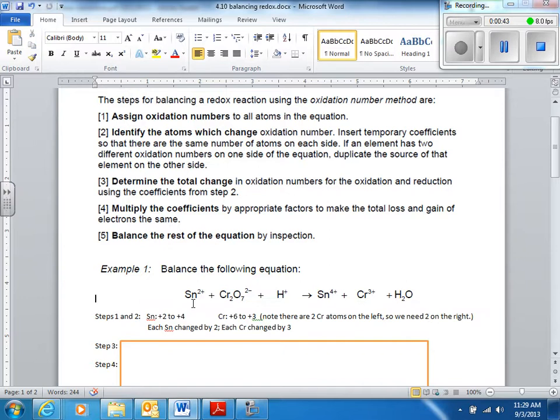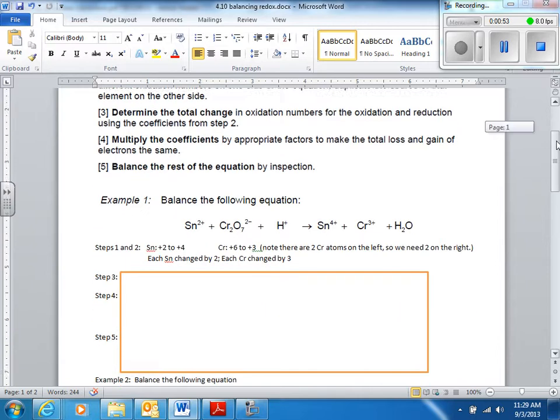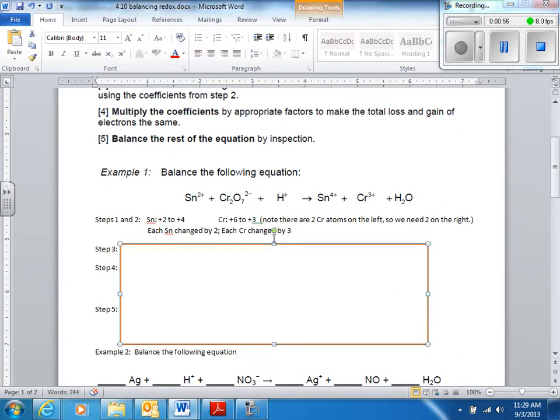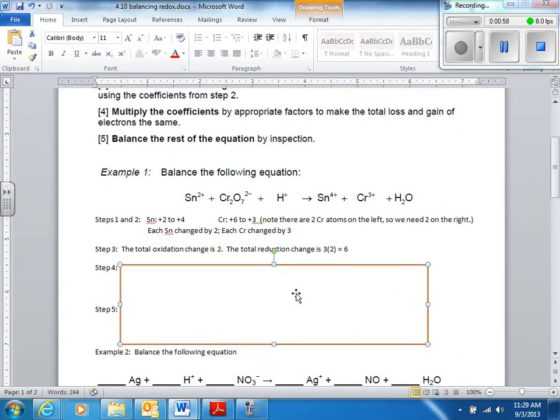Okay. Tin went from 2 to 4, and chromium went from 6 down to 3. And note there's one chromium here and 2 here, so we're going to need a 2 in front of this. So step 3, we're going to see this changing. Oxidation changes by 2, reduction changes by 3, but there's 2 of them, so it changes by 6.